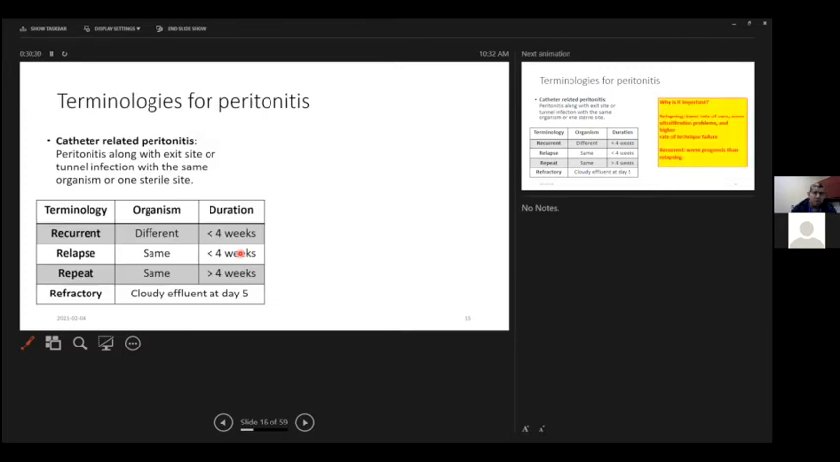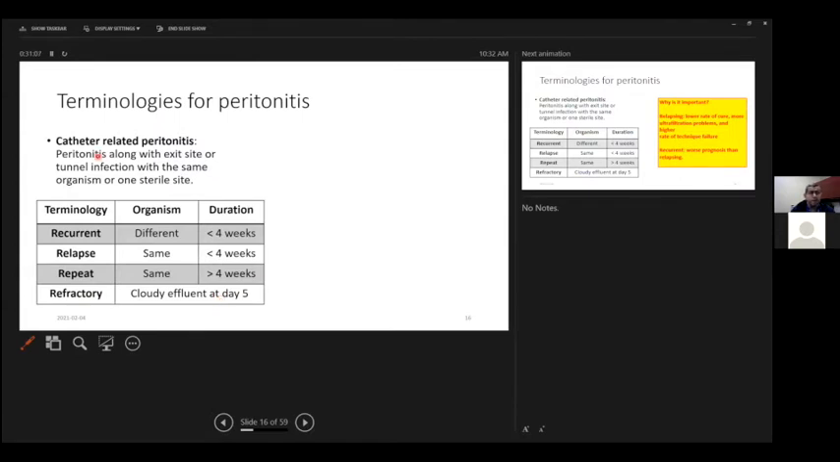So what are the terminologies for peritonitis? There are a few terminologies which they say: recurrent, relapse, or repeat. What does that mean? In the recurrent, it means it's a different organism, and the second infection happened in less than 4 weeks. So you say recurrent, different. That's how I remember it. Relapse means it's the same organism, but less than 4 weeks. Repeat means it's the same organism, but after 4 weeks. And refractory is cloudy effluent at day 5.